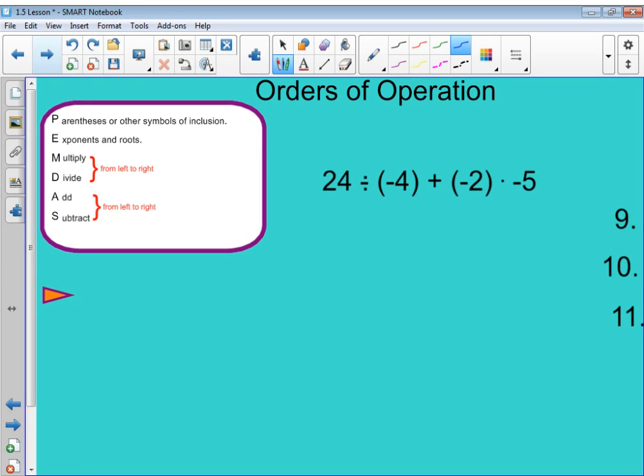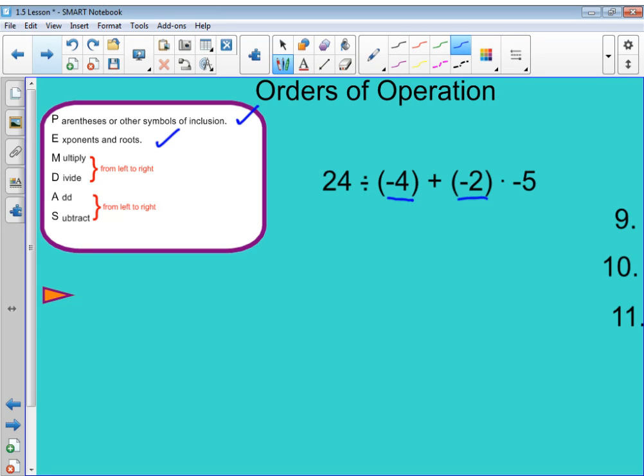you go. So here, when I look at this problem of 24 divided by negative 4 plus negative 2 times negative 5, I'm going to go through. Do I have any parentheses? Well, I do, but these parentheses are really just identifying integers. So I'm not going to have to simplify any further. So that's done. Do I have any exponents or roots? No, so those are done. Is there any multiplying or dividing?